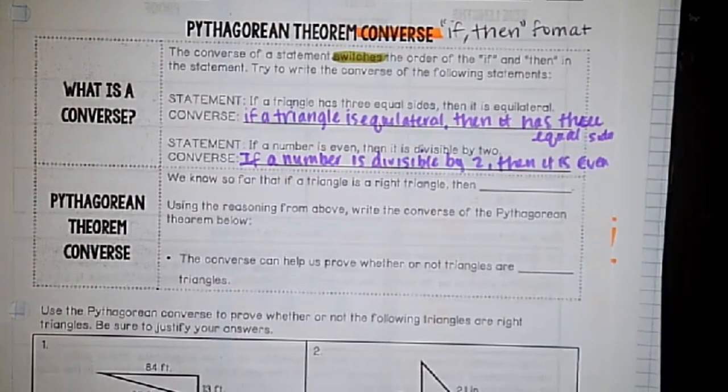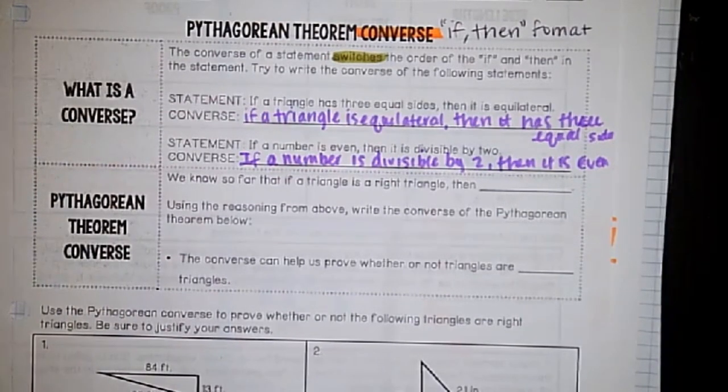All we're doing is changing the if-then statements. We're taking the if a number is even, then it is divisible by 2. So then we're going to go backwards. Instead of saying that, we're going to look at the then statement, and it says if it is divisible by 2, then it is even. Do y'all see what we're doing?